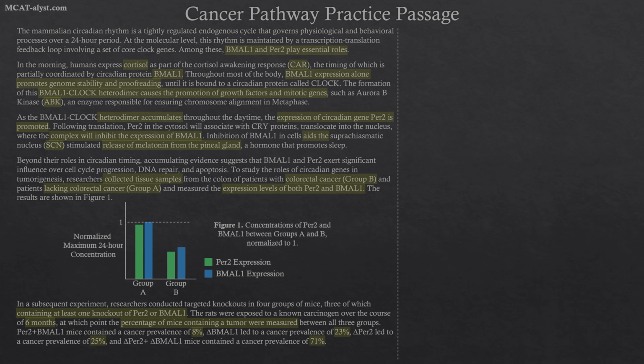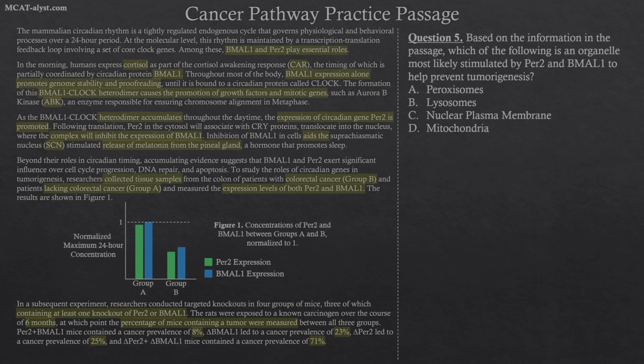Now on to question 5, I promise only 2 left. Question 5 states, based on the information in the passage, which of the following is an organelle most likely stimulated by PER2 and BMAL1 to help prevent tumorigenesis, prevent cancer? Basically, we're looking for somewhere that is connecting these two genes to cancer. So it's probably going to be in that 4th or 5th paragraph somewhere.